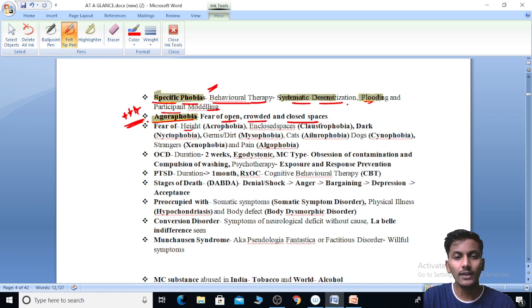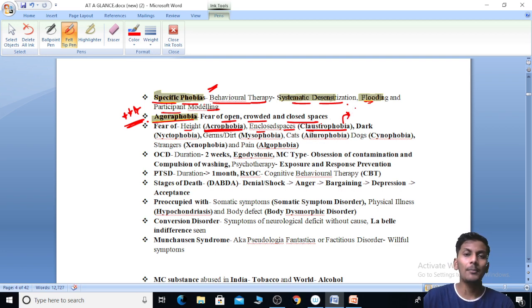Next, some important phobias. Fear of height is known as acrophobia. Fear of enclosed spaces only is known as claustrophobia. If the patient is only afraid of going inside a lift or staying in a closed room, then that is known as claustrophobia. And as we all know, radiology has an important question: claustrophobia is a relative contraindication of MRI.